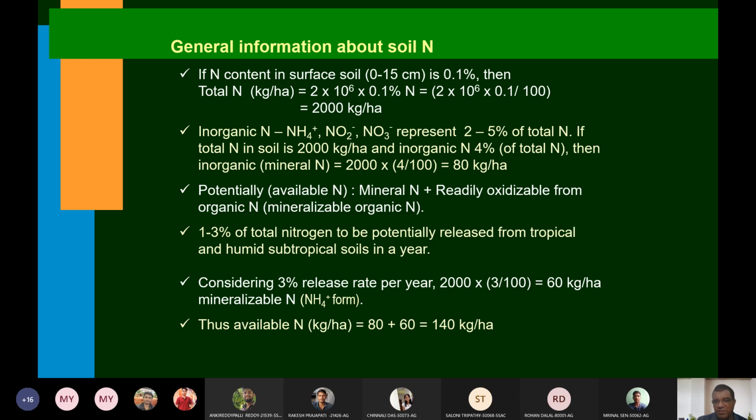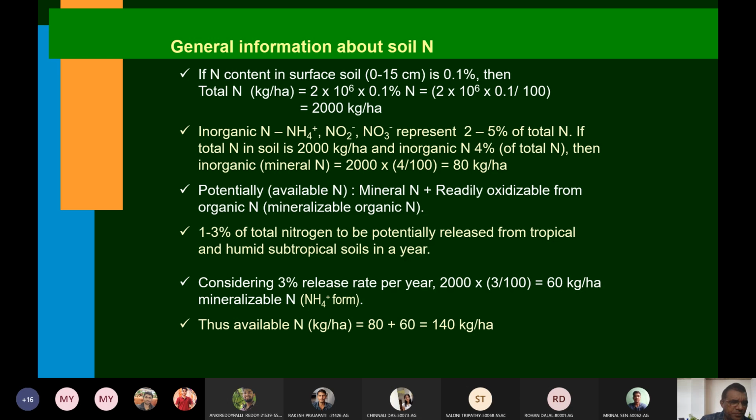That is your available nitrogen. It is made up of two parts. One is mineral nitrogen, the other is readily oxidizable nitrogen or mineralizable nitrogen, meaning the part of the organic nitrogen that can be mineralized or readily oxidized, which is added to the mineral nitrogen to get available nitrogen. So available nitrogen is equal to mineral nitrogen plus readily oxidizable or mineralizable nitrogen in organic forms.